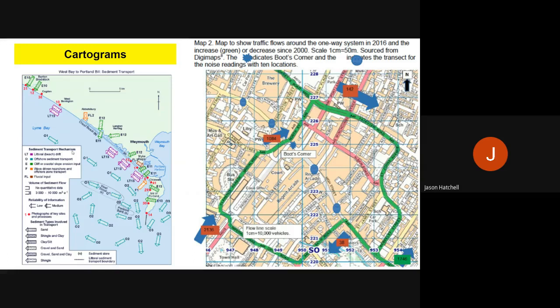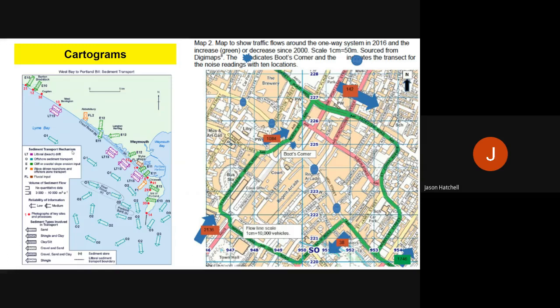On the right-hand side here, we can see map two, and this shows you traffic flows around a one-way system. And it's showing you decrease or increase since 2000. And again, you can see that the arrows represent the amount of traffic, and they have also used on this data presentation method the numbers of traffic counts available in these places. So that is how you would use cartograms or cartographs appropriately.